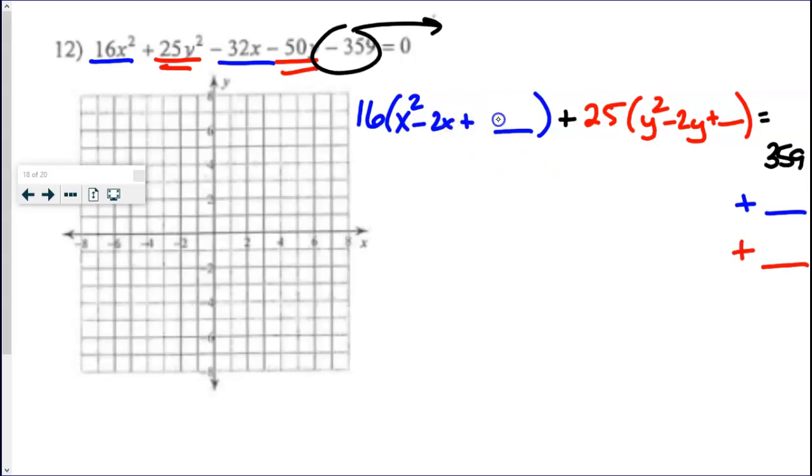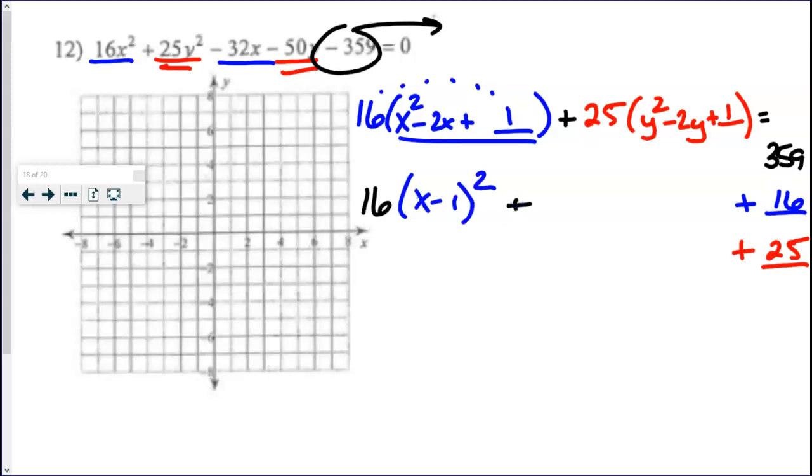Okay, so this blank here is 1 squared is 1. However, it's really a 16. So this over here is a 16. And then again, this is a 1, but it's really a 25. Oh my gosh, I'm supposed to add that? All right, well, I did pass a few grades of math before, right? All right, so while I'm doing things here, I'm going to factor this into x minus 1 squared, keeping that coefficient out in front. I'm going to factor this into y minus 1 squared.